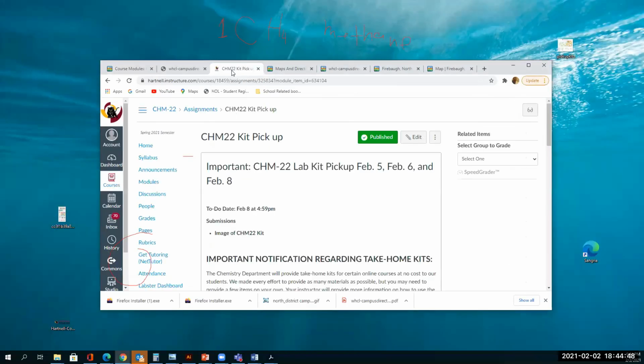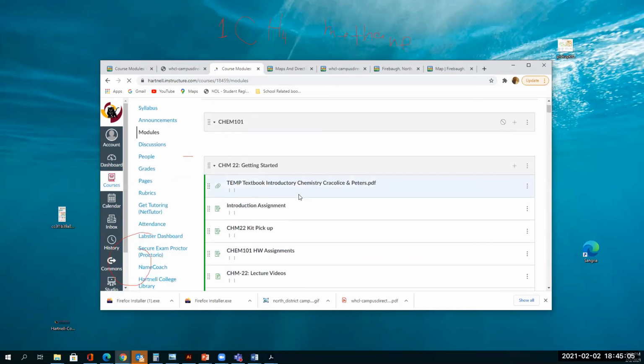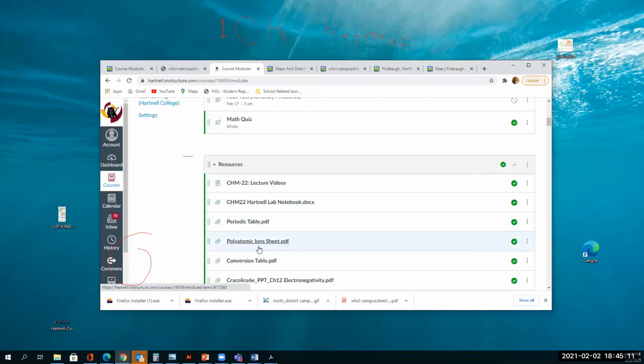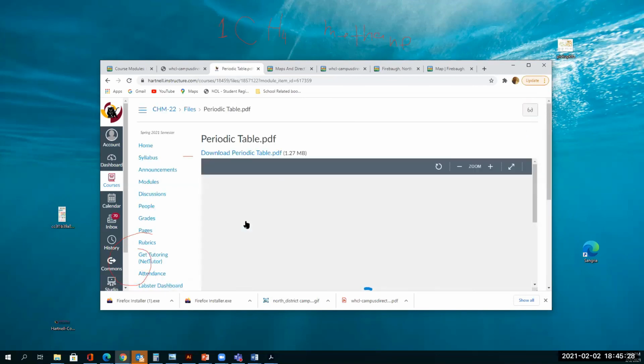So for the students in Kalinga, because I really have control of your kits, in your kit you're going to get a little packet, and that packet is going to be the same packet that you have under modules. Under modules, if you go down to resources, it has a periodic table, a polyatomic ion sheet, and a conversion sheet. Your packet is going to have all those things printed out. The students in Harnell, I'm sorry, I don't control your lab kits. I'm going to work on it, so they'll be added in the future if I continue working there. But you'll be able to download it, right?